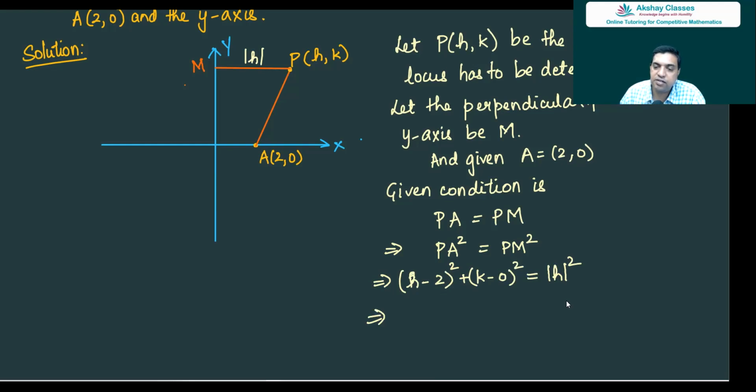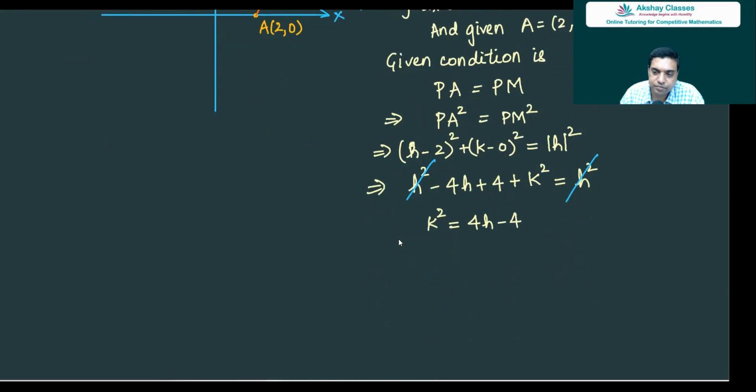So (h minus 2) whole squared is h squared minus 4h plus 4, plus k squared is equal to h squared. I strike this off: h squared, h squared. Then what I get is k squared is equal to 4h minus 4. So I get k squared is equal to 4 times (h minus 1).